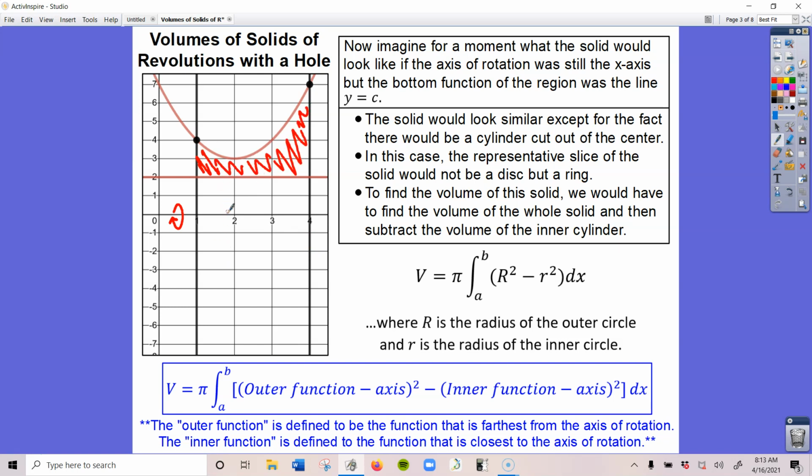When I actually rotate it, we would have a hole because this is not going to be solid. And that's what it says here. The solid would look similar except for the fact that there would be a cylinder cut out of the center. I'm going to draw this out so you can see exactly what I mean. If I'm rotating about the x-axis here, and this is the only part that's actually shaded in, then I'm going to reflect it along my axis of rotation.